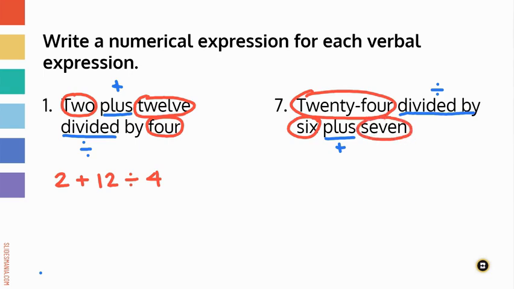So then we're going to write our expression. So we're going to do 24 divided by 6 plus, and then 7.